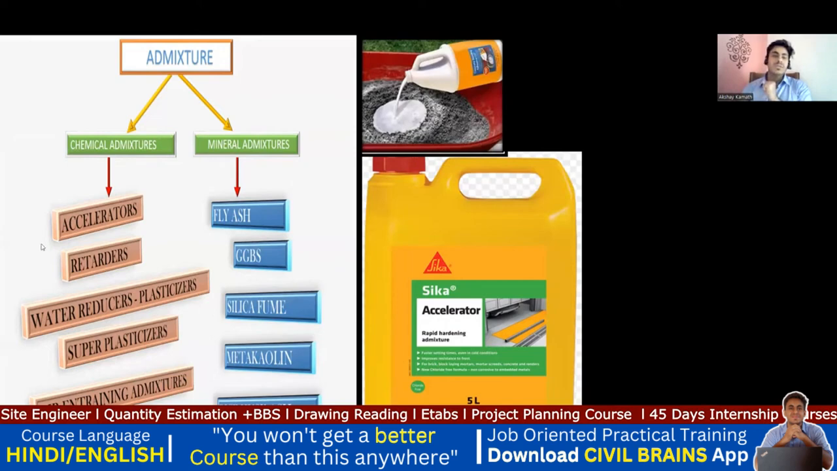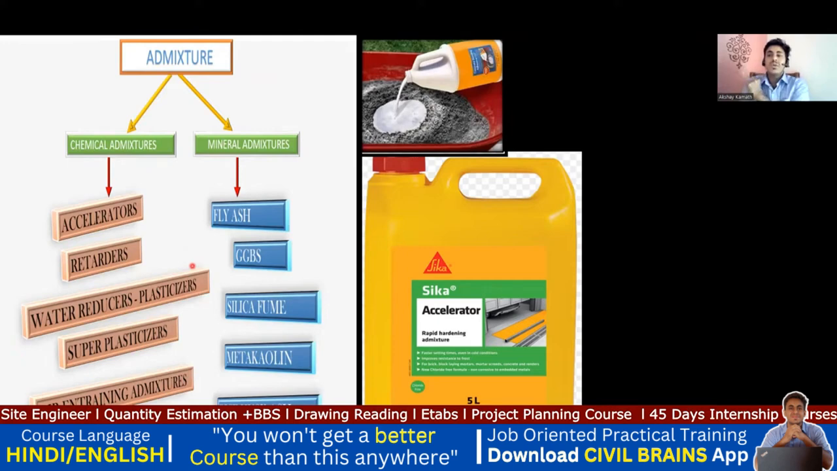So in chemical admixtures, we have accelerators, retarders, water reducers, super plasticizers, and air entraining admixtures. When it comes to the mineral admixtures, we have fly ash, GGBS, silica fume, metakaolin, and then rice husk ash. If you remember this, well and good, all the explanations are not required, right? So coming to the accelerators, what will happen? It will increase the setting of your cement, right? I'm giving you a one word explanation, you can note it down and not put the explanation here, right?